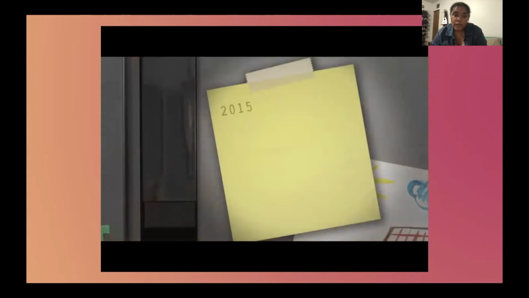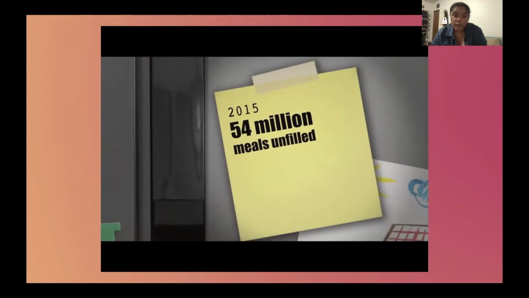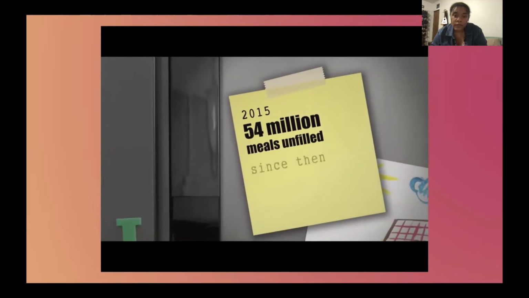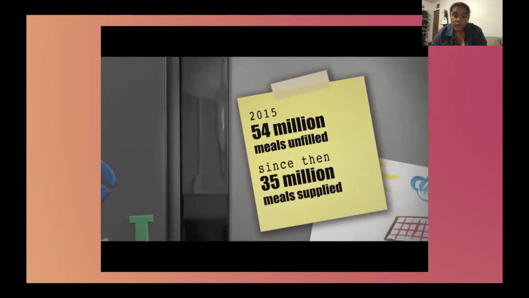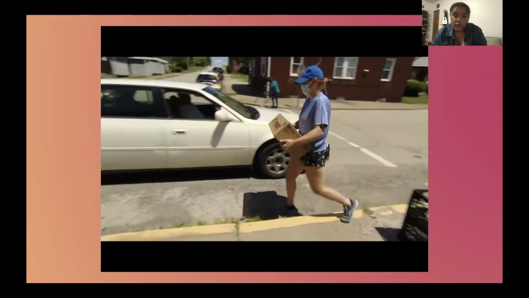When the food bank started keeping track in 2015, the gap in Western Pennsylvania was 54 million meals that never got to a family's table. Since then, the food bank has been able to supply 35 million meals a year, but there's still a great need. You know, there's so many people who could very easily, with one car repair, a medical bill, any other kind of extra expense, will find themselves in line.